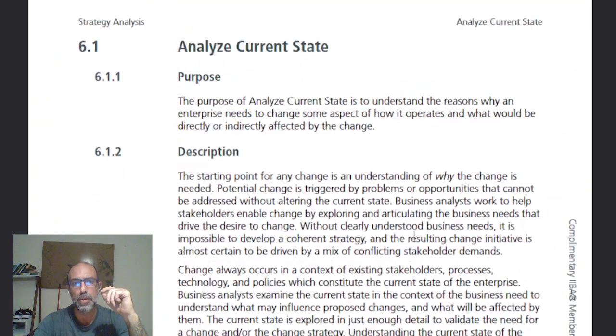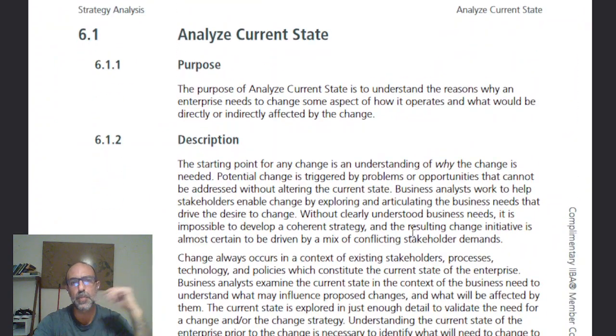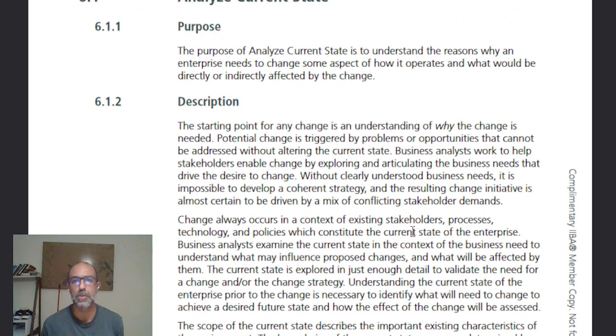Now, here we go. Analyze current state. What's the purpose to analyze current state? Is to understand the reasons why an enterprise needs to change some aspects in how it operates and what would be directly or indirectly affected by the change.